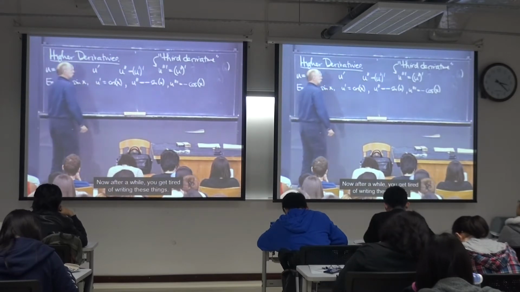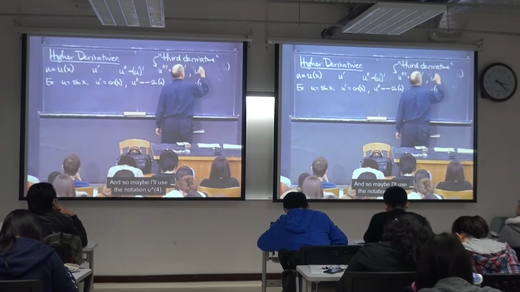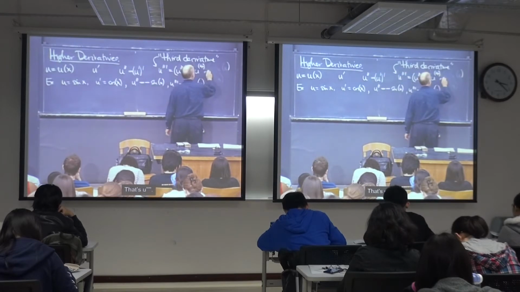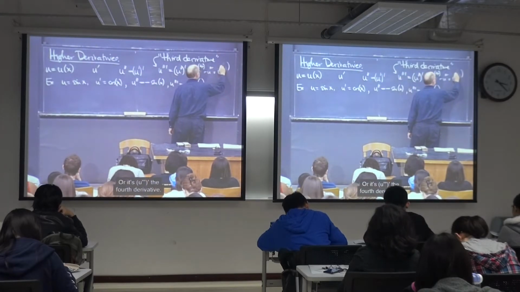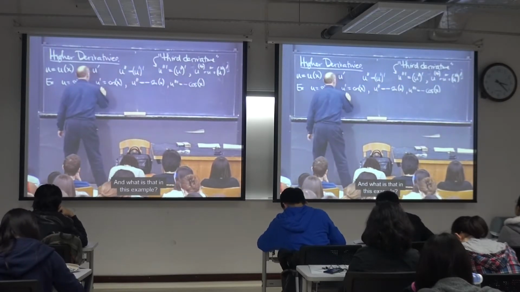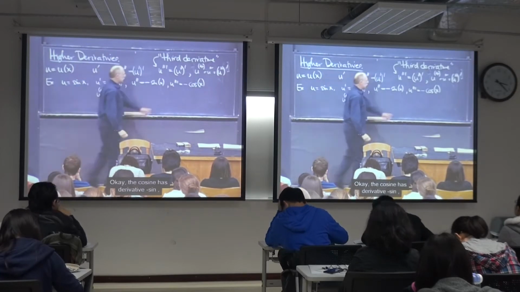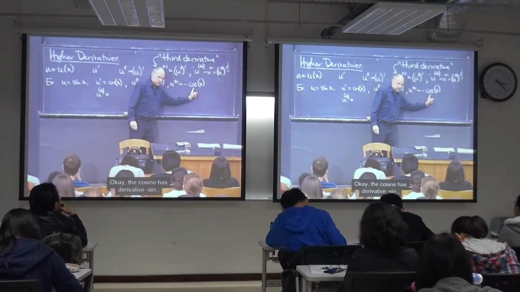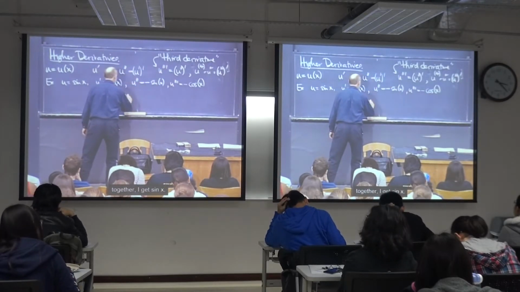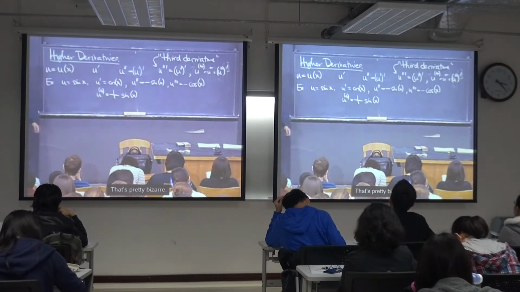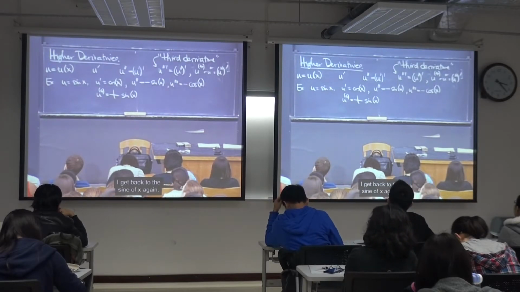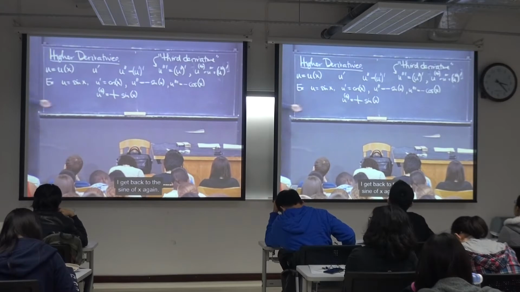Let's do it again. After a while, you get tired of writing these things, so maybe I'll use the notation u upper 4, the fourth derivative. That's u prime prime prime prime, or u prime prime prime differentiated again. And what is that in this example? Okay, the cosine has derivative minus the sine, like you told me, and that minus sign cancels with the other sign, and altogether I get plus the sine of x. That's pretty bizarre. When I differentiate the function sine of x four times, I get back to the sine of x again. That's the way it is.